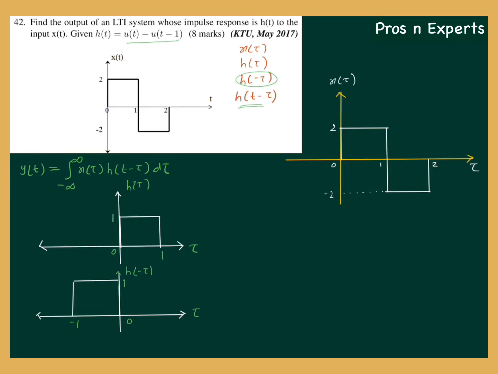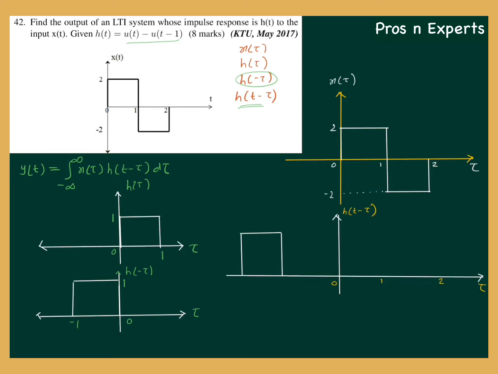And now what is h of t minus tau? h of t minus tau is h of minus tau shifted by t units, initially to the left, assuming t is negative. So h of t minus tau is to be realized from h of minus tau by shifting this signal, and initially this t is assumed to be negative. So this signal will be shifted to the negative t axis.